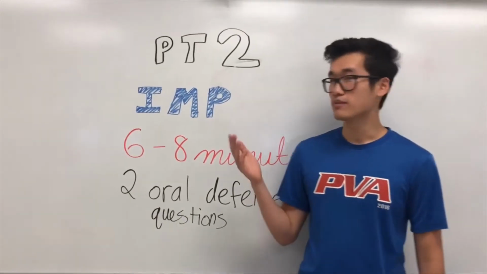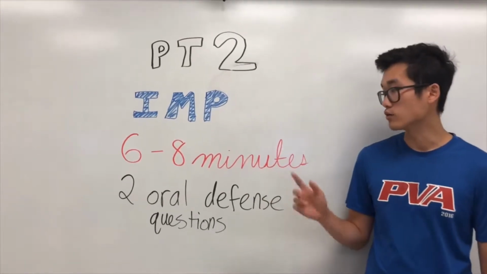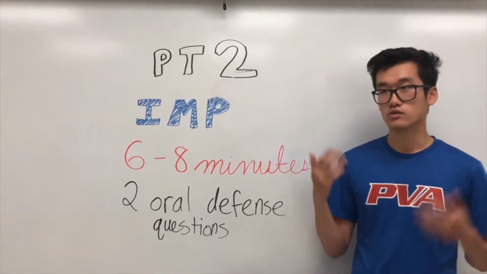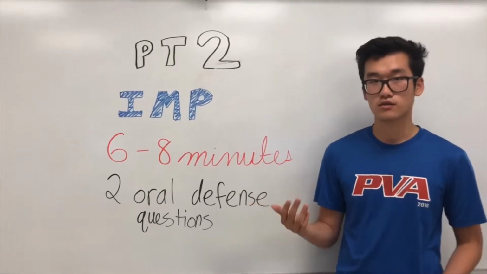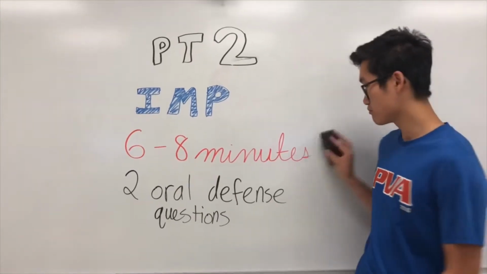Alright, the IMP is your individual multimedia presentation. It should be 6 to 8 minutes long, and you will answer 2 oral defense questions at the end. You would want to use hand gestures and use a loud, clear voice. You also want to avoid overcrowding your slides.